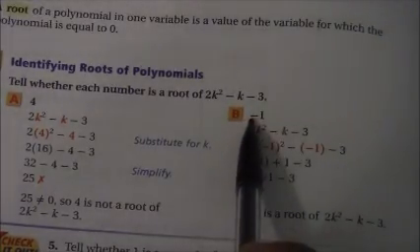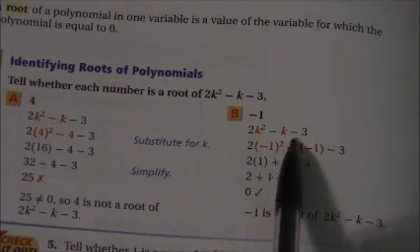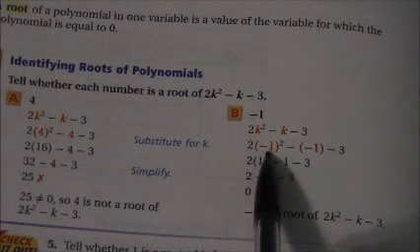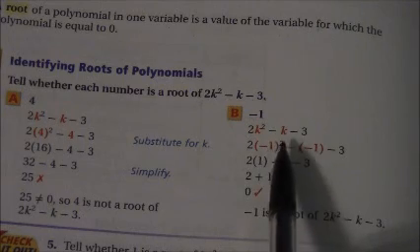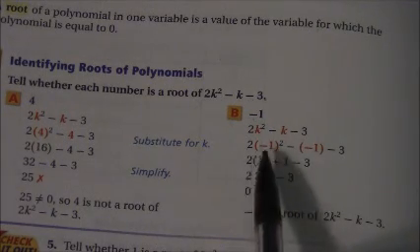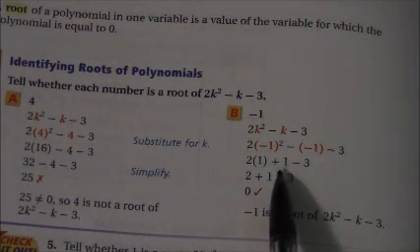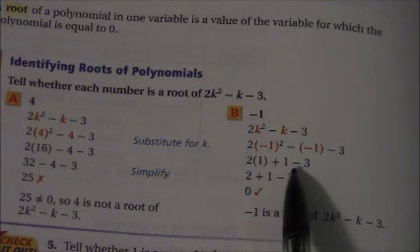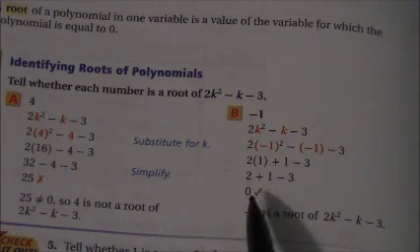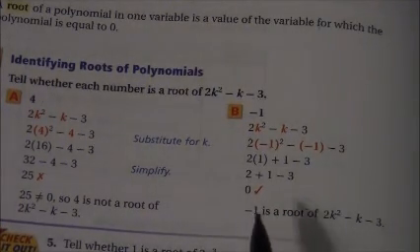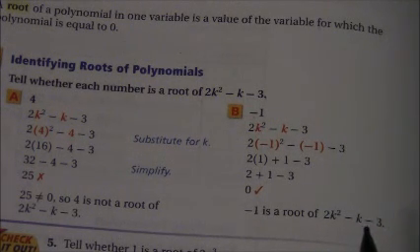So now, say we gave you negative 1. So 2k squared minus k minus 3, substitute in negative 1, and you get 2 times 1, because it's negative 1 times itself, so squared, which cancels out the negative. 2 times 1 plus 1 minus 3. So you get 2 plus 1 minus 3, which is 0. So negative 1 is a root of 2k squared minus k minus 3.